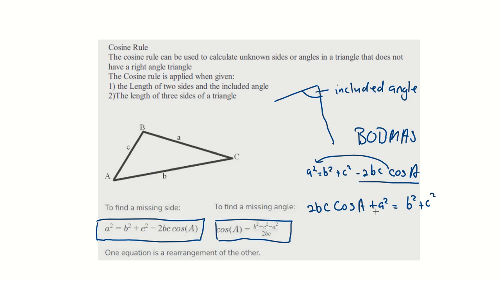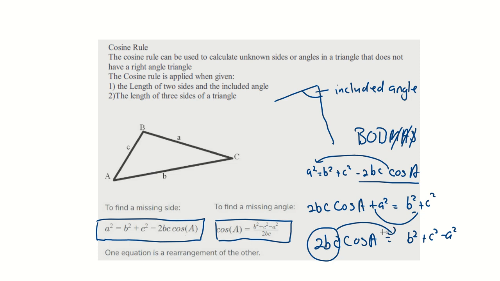I want cos A by itself, so I'm going to carry across that plus. So I carried across the subtraction. Now I have addition. So I have 2bc cos A is equal to b squared plus c squared minus a squared. Then I have multiplication. All of this is being multiplied, so I'm going to carry it as a group. Carry this across. The opposite of multiply is divide. So again, b squared plus c squared minus a squared all over 2bc, and that is how I got this formula here. So again, if you have this formula, all you have to do is make cos A the subject and you'll get this formula. It's not a different formula, it's just a rearrangement.